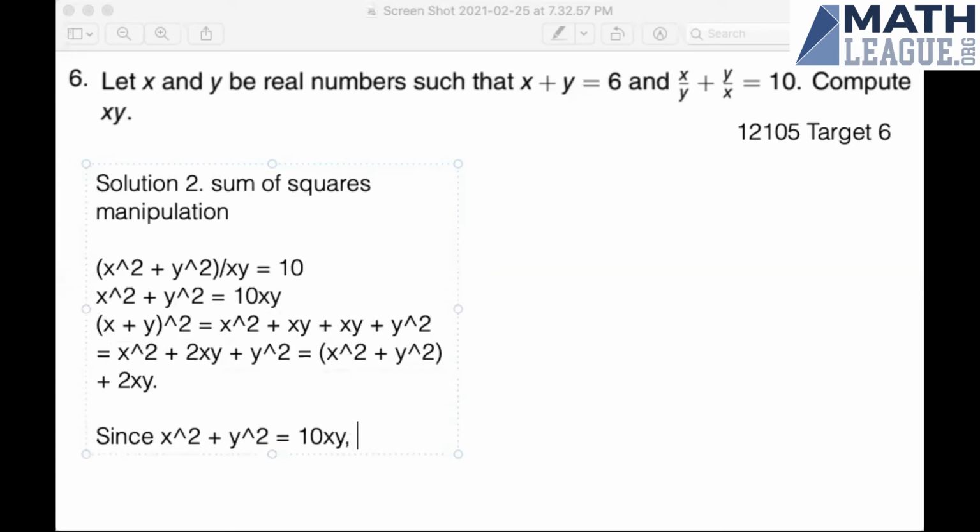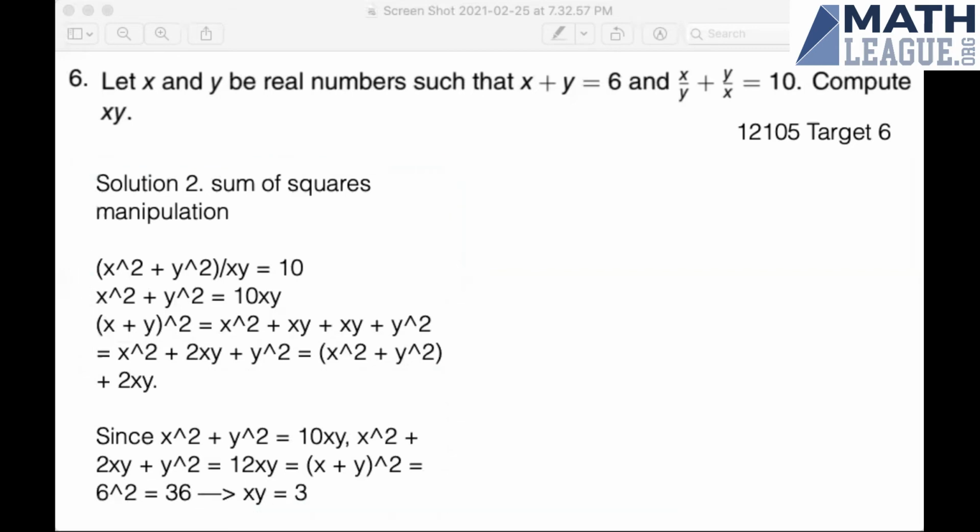And so that just gives us x squared plus 2xy plus y squared. That's 12xy, but that's also (x plus y) squared. That's 6 squared, that's 36. That's no problem at all. Cool. All we have to do now is divide by 12. So we get xy equals 3 immediately without even having to calculate x and y like before. Isn't that fantastic?